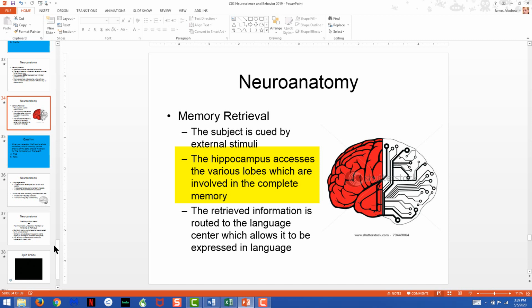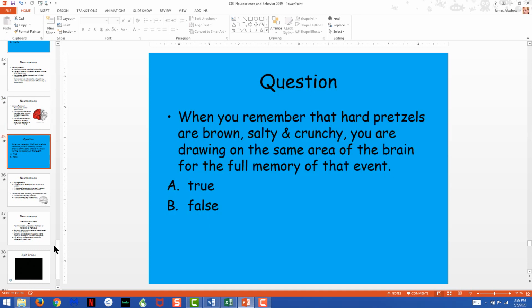You could be extremely excited at a Justin Bieber concert where there's lots of loud music and a lot of activity and all of this stuff going on, and all the various components of it can only be analyzed through 6 separate ways. And those 6 sensory inputs are going to be accessed by the hippocampus, which will identify where those memories or the pieces of the memories actually exist. So let's look at this question. When you remember that hard pretzels are brown, salty, and crunchy, you're drawing on the same area of the brain for the full memory of that event. Is that true or false?